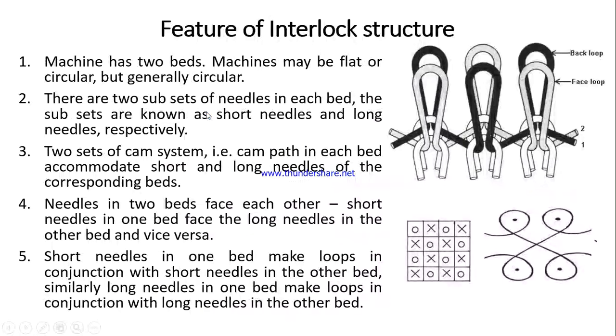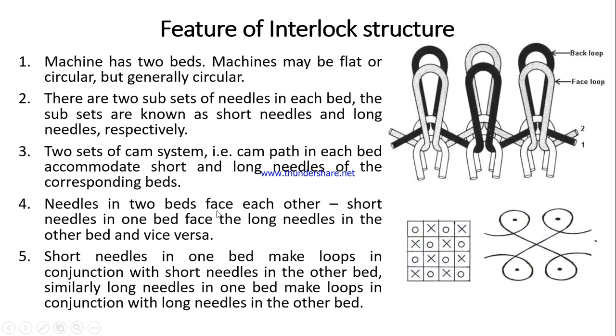But in the case of interlock knitting machine, in each bed there are two sets of needles. One set is short needle, another set is long needle. So short needles and long needles are there in each bed, in cylinder and dial. That means there are four sets of needles required. Two sets of cam systems are also required. For running the short needles, one cam is required, and for running the long needles, another set of cam is required. That is, the cam path in each bed accommodates short and long needles of the corresponding beds.